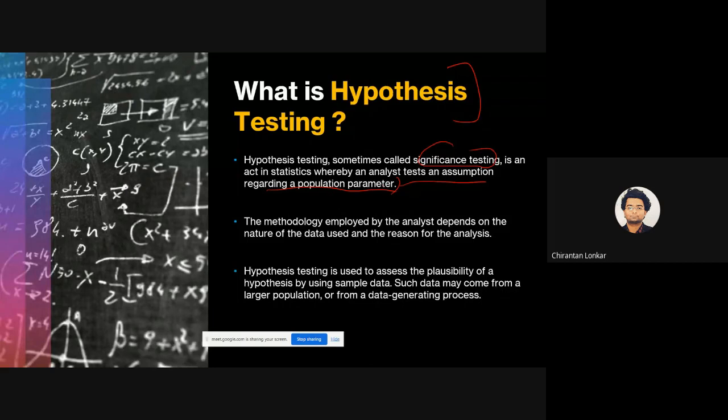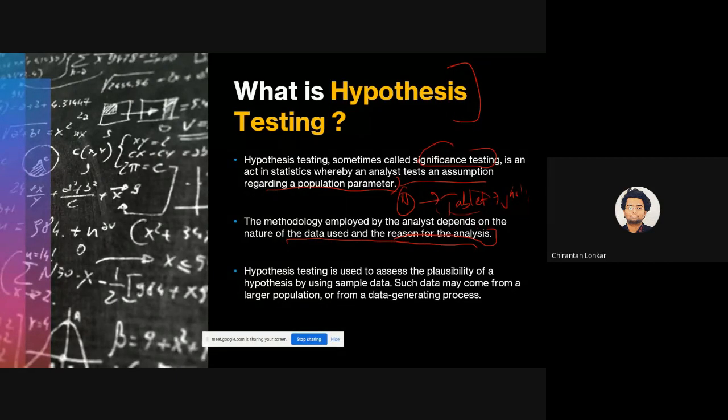What is a population parameter? Let's say my company creates a drug, or again, a tablet. This tablet is for joint pain. So all the tablets my company produces is a population parameter. As simple as that. Yes, the methodology employed by the analyst depends on the nature of the data used and the reason for the analysis.